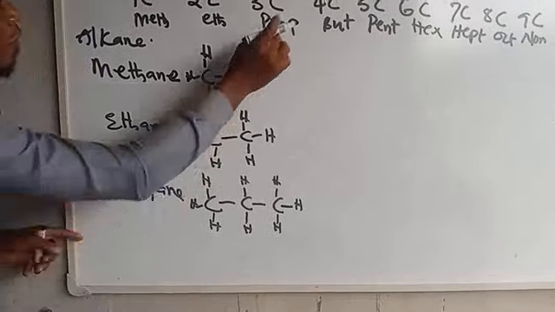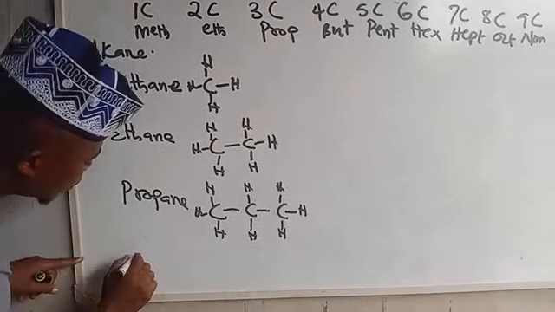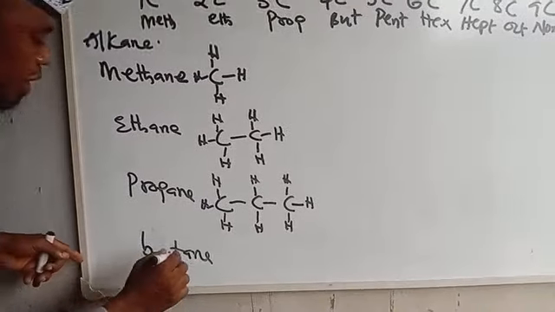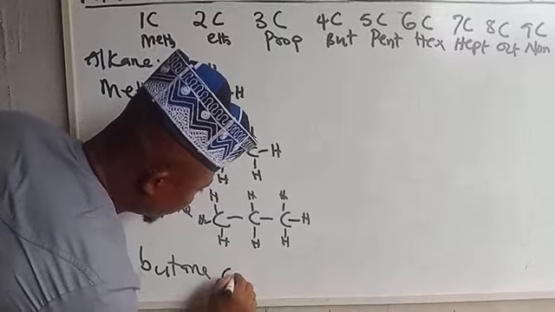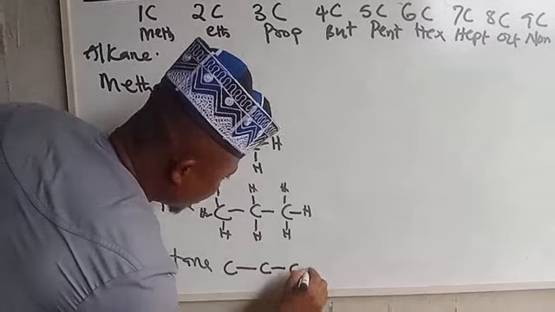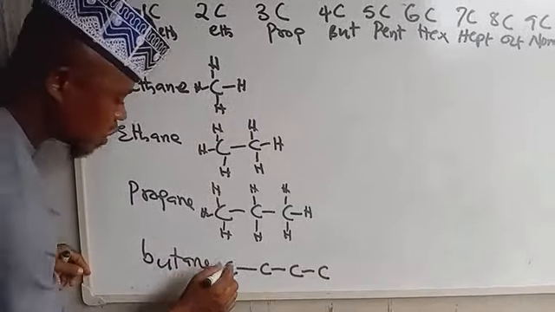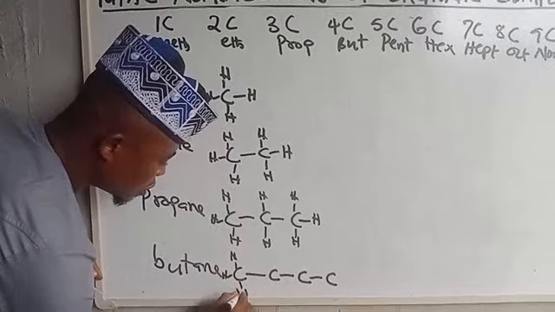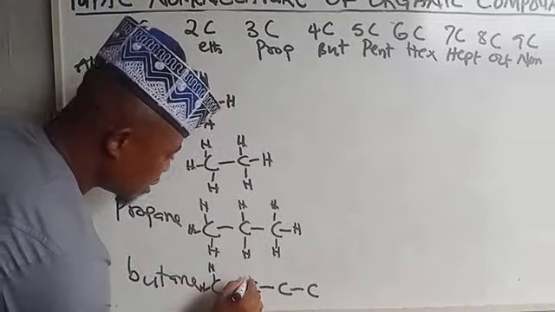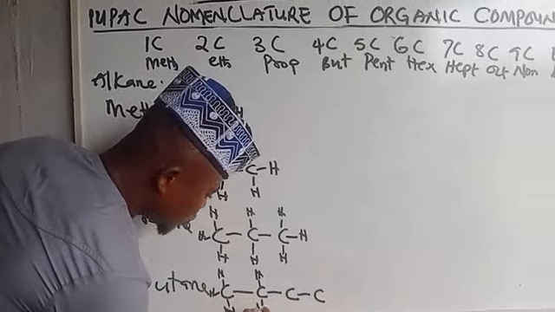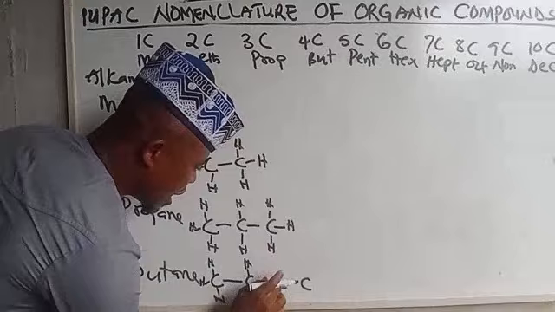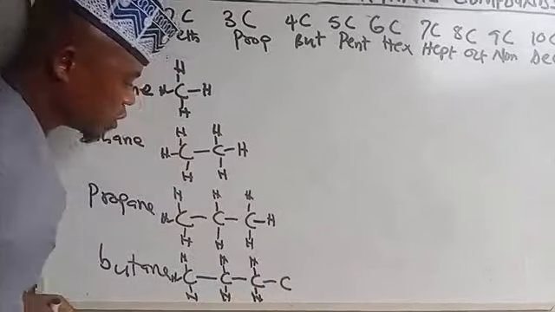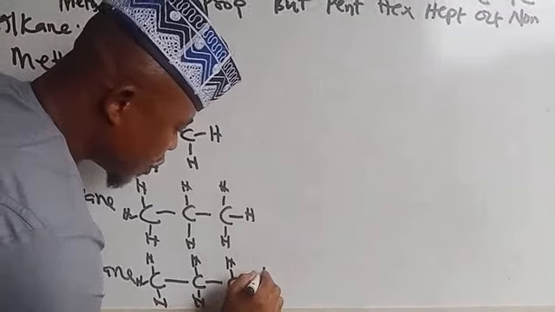Now the fourth, a compound with 4 carbon will be what? But. And you add ane, it becomes what? Butane. So you're going to have 4 carbon. 1, 2, 3, 4. Now this one has 1 bond. So you have 1, 2, 3. The 4 bonds of carbon are maintained. 1, 2. 1, 2, 3, 4. Maintain. This one has 2 already. So you add 2 more. 1, 2. This one has 1. So you add 3 more.